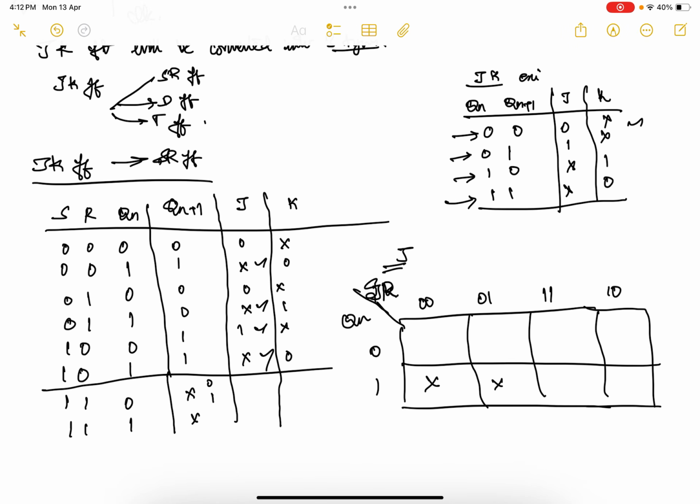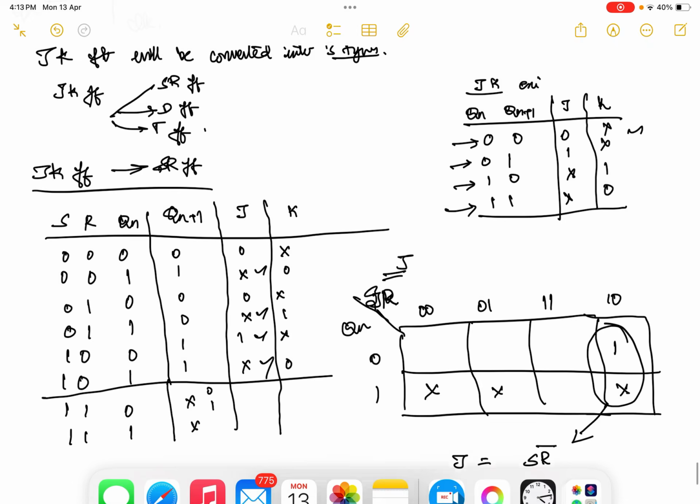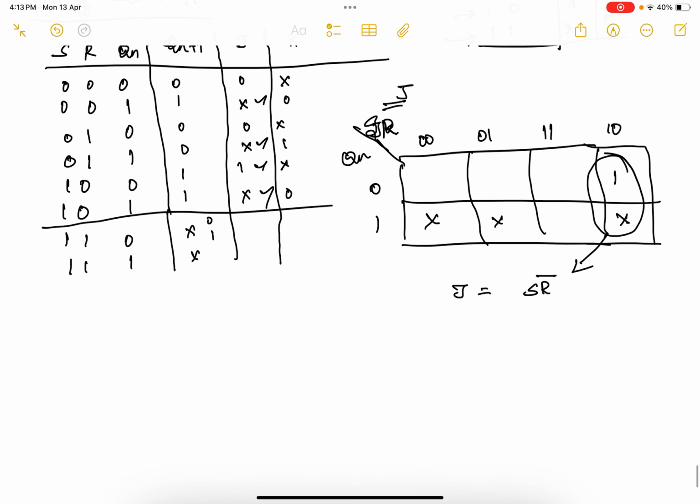The next one is 1 0 0 1 0 0, the output is 1. Then 1 0 1 1 0 1, the output is x. So when you see it this way, I have only one pair over here, and for this pair the answer is nothing but S into R dash. So your J is nothing but S into R dash.